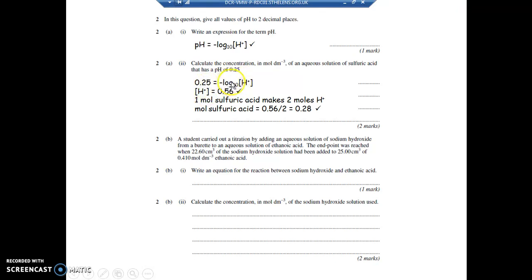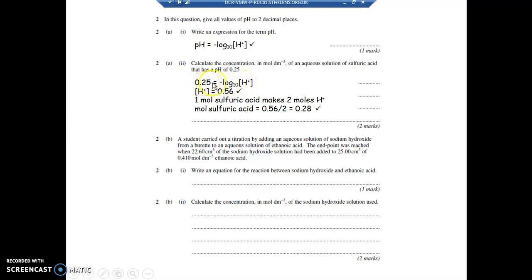You need to get rid of the minus log 10, but you can't use your calculator to get rid of minus log 10. So once you've got 0.25 equals minus log 10 of the hydrogen ion concentration, change the signs on each side. So this becomes minus 0.25 equals plus log 10 hydrogen ion concentration.